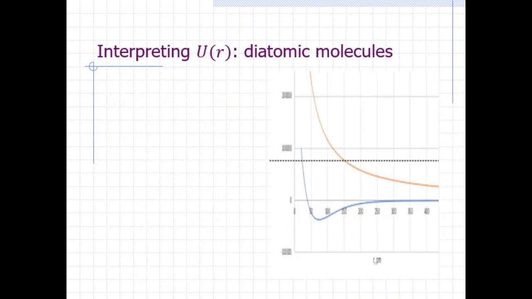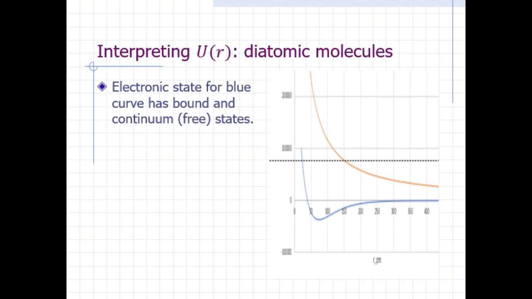Consider the electronic states represented by the potential energy curves shown here. The blue curve dips below the potential energy at infinite separation. Based on the preceding discussion, we can say that the electronic state represented by this curve has both bound and continuum or free states. The energy of the bound states are less than U at infinity. And the energy of the free states are greater than U at infinity.